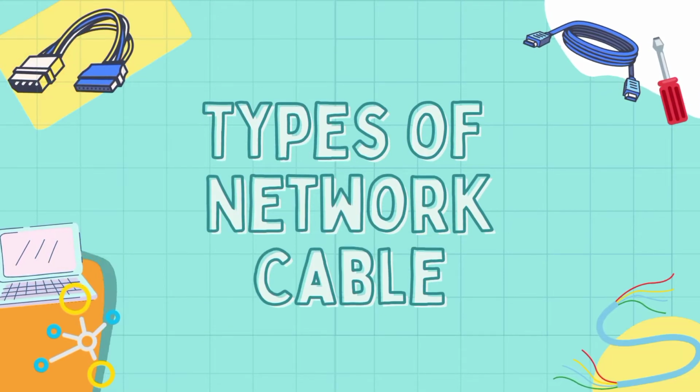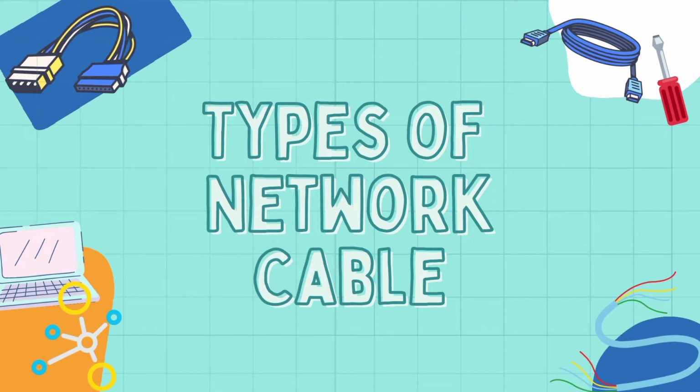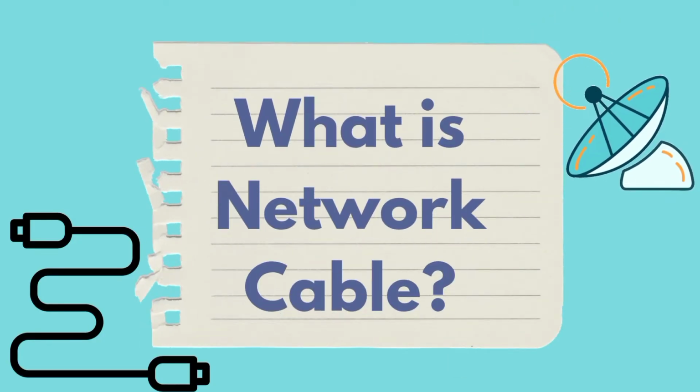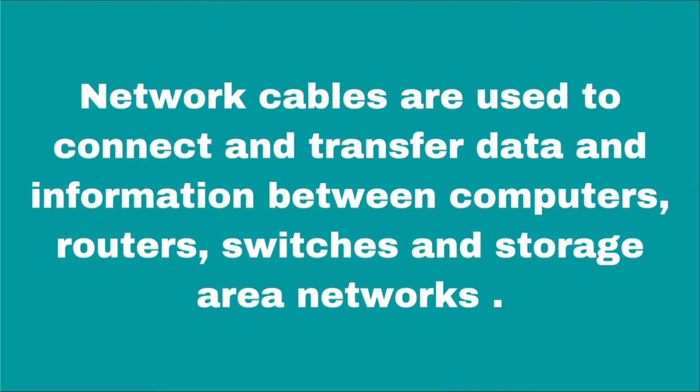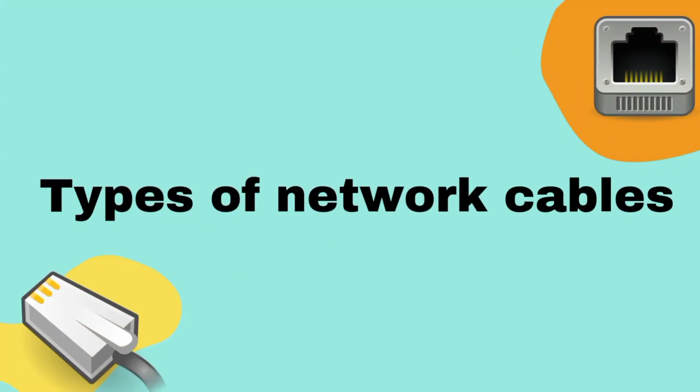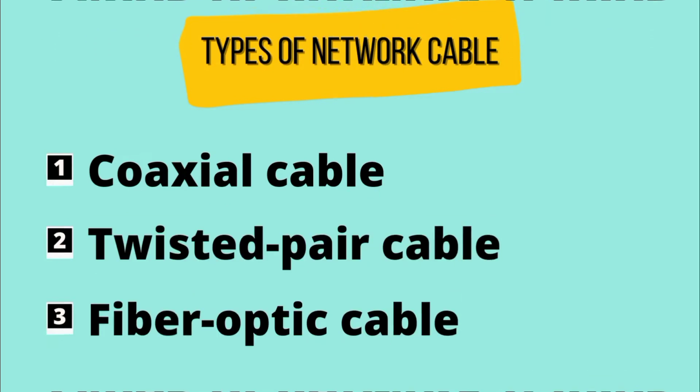In this video, I am going to explain what are the types of network cable. First is, what is network cable? Network cables are used to connect and transfer data and information between computers, routers, switches, and storage area networks. The most common type of network cables are coaxial cable, twisted pair cable, and fiber optic cable.